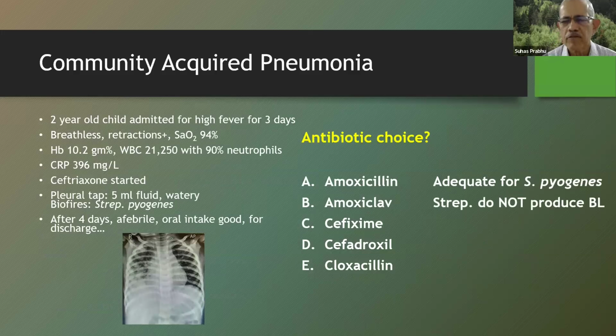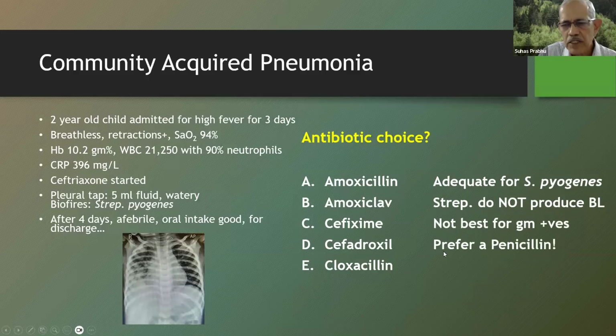Amoxiclav, why use clavulanate? Clavulanate is a beta-lactamase inhibitor. Streptococci do not produce beta-lactamase. So therefore, they don't need a beta-lactamase inhibitor. Cefixime is a gram-negative antibiotic. Why use it for a gram-positive organism? Cephalosporin, yes, it will work. But remember rule number 3. When you have a choice between penicillin and cephalosporin, reserve the cephalosporin, prefer a penicillin.